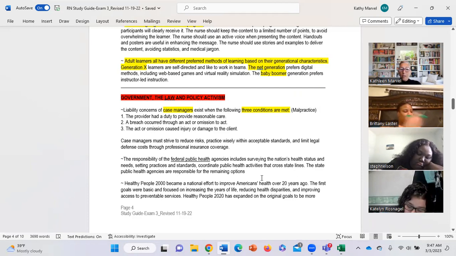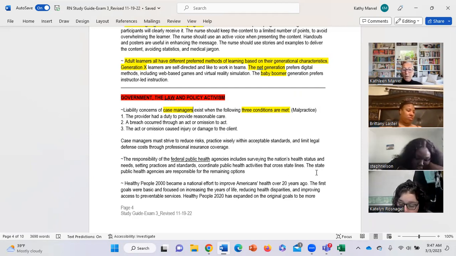So the responsibility of the federal public health agencies, so that would be your CDC, includes surveying our nation's health status, what our needs are, what our practices need to be, setting the standards. And then they put those out to the state. And then the state public health agencies are responsible for implementing those federal needs and policies and procedures and standards of practice.